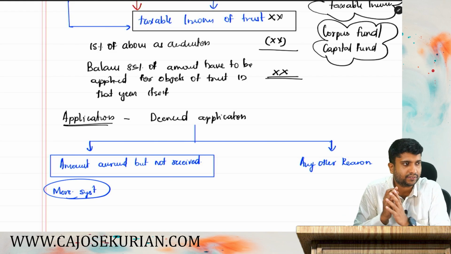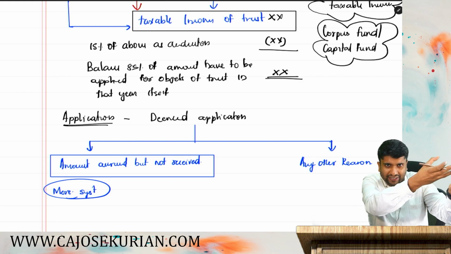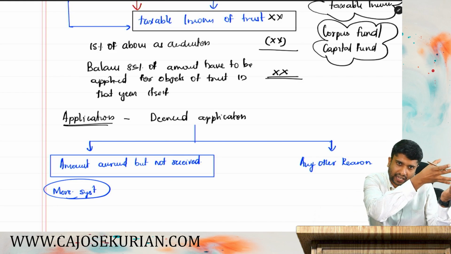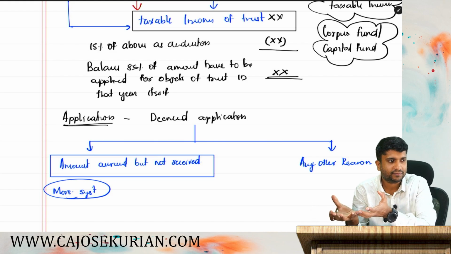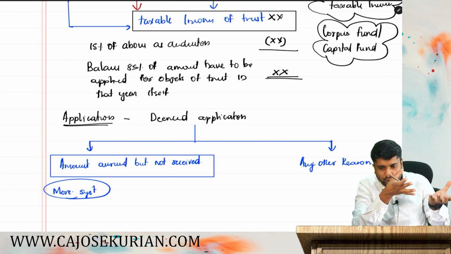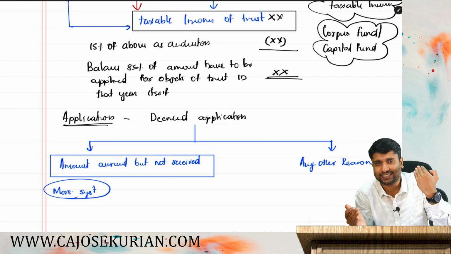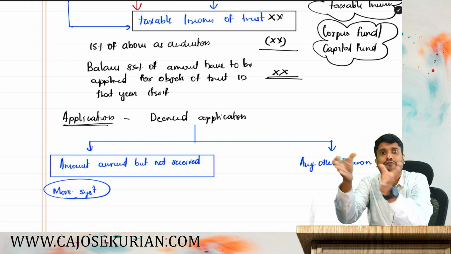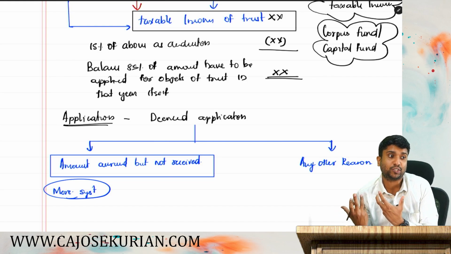What do you mean by income accrued but not received? You earned it, but you haven't received it in your hand. Unless you receive it, you cannot apply it. First of all, you should receive that amount, then only you can spend it. Now in your books, since you follow the mercantile system of accounting, this amount which is not received also will form part of the taxable income. But you cannot apply it. Why? Because you haven't actually received it.